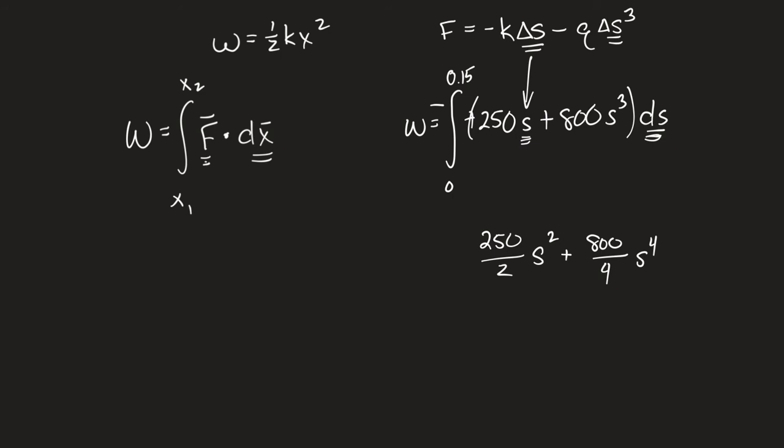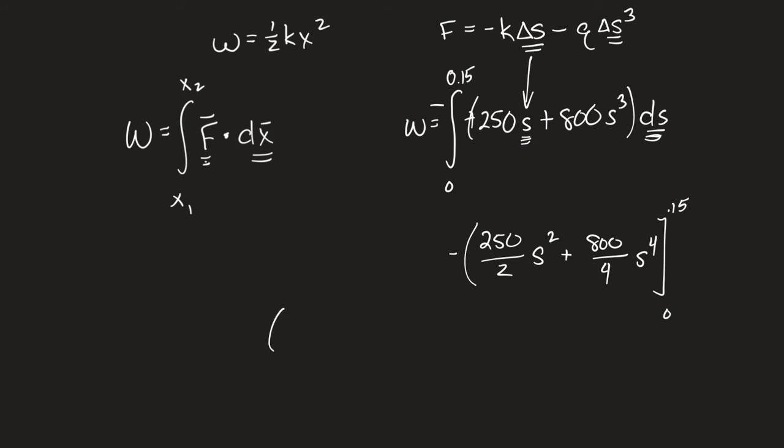Add 1 to the exponent and divide by the new exponent. It's a polynomial, so I take it term by term. Don't forget my negative sign. And don't forget my limits. Now, I do have to evaluate this, meaning I have to put in the limits. Can everybody recognize that putting in 0 is going to zero out this thing? So putting in the limits just means putting in the 0.15.